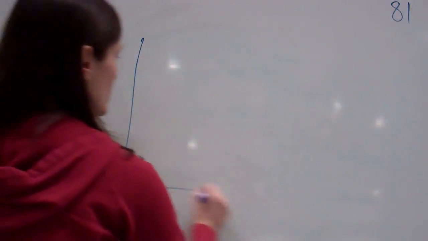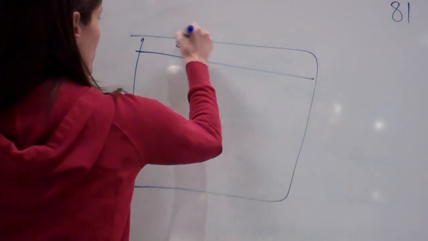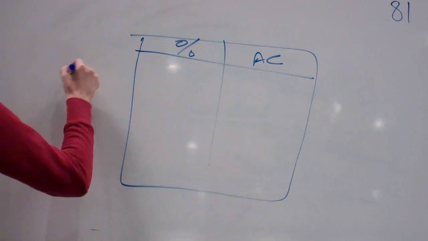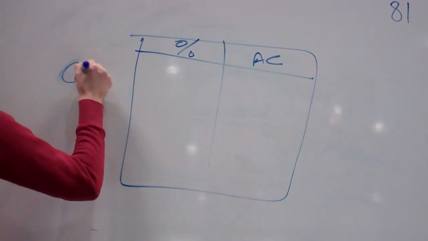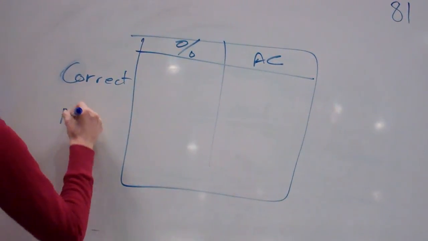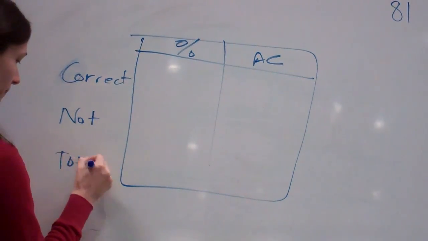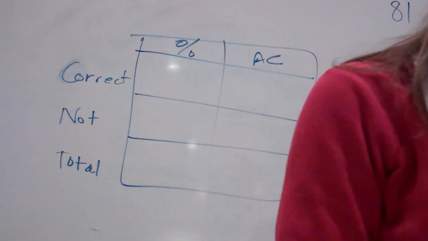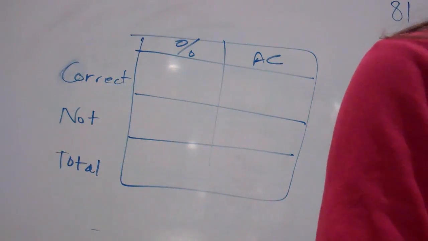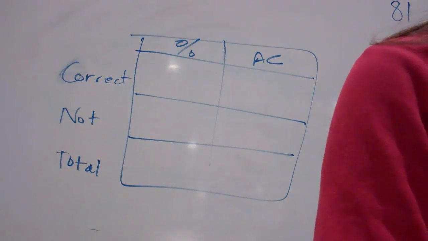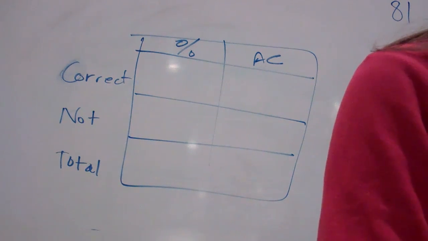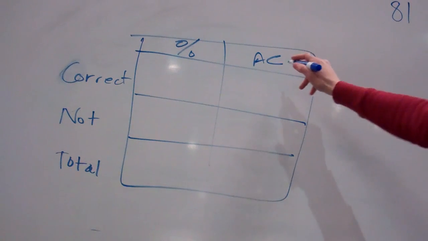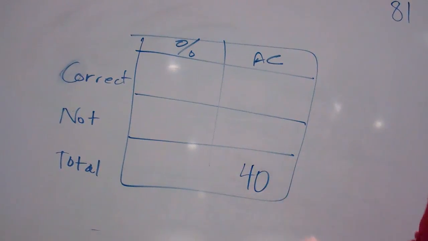So I'm going to put percent, actual count, let's just put correct, and not correct, and total. Okay, so help me out. Help me insert all the different numbers. After a difficult spelling test of 40 4-syllable words, okay, that gives us the total actual count. So we know that there are a total of 40 words.